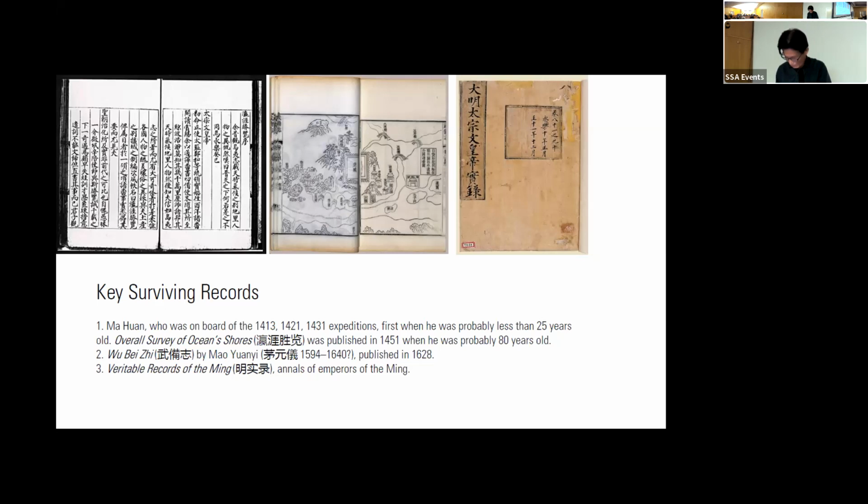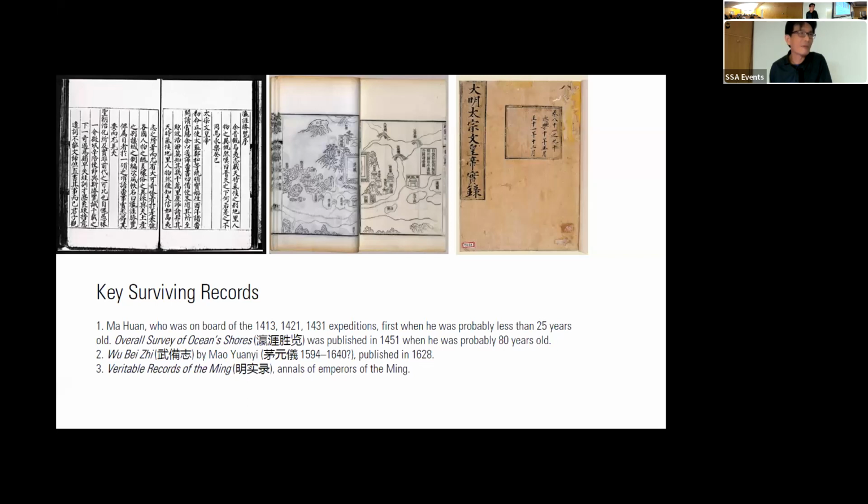And there's this set of maps called Wubeizhi that was compiled in the 16th century, published in the 17th century, which has really amazing maps, and I'll show you some of the maps later. And there is the Veritable Records of the Ming, which is the historical record of the Ming dynasty, that has all the details of who did what at the time.